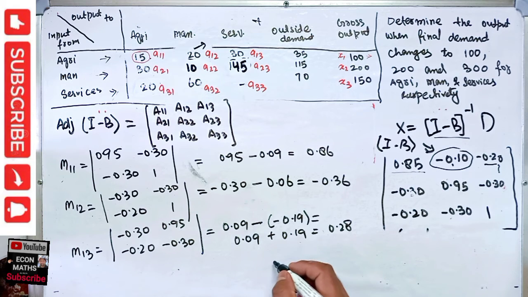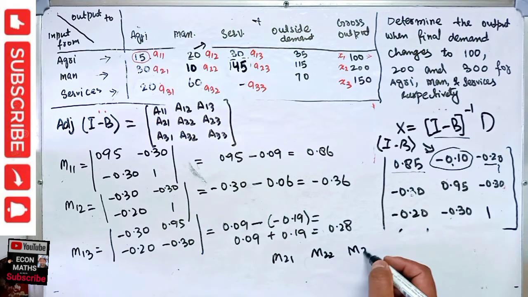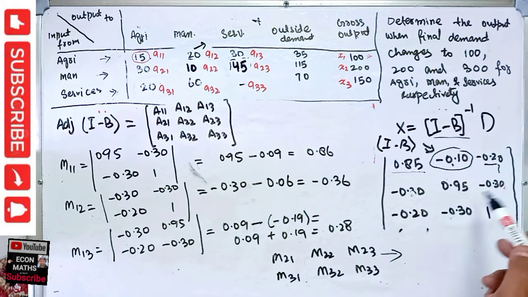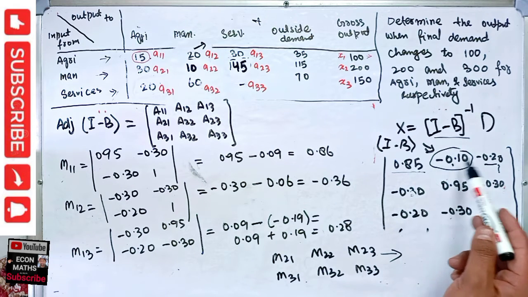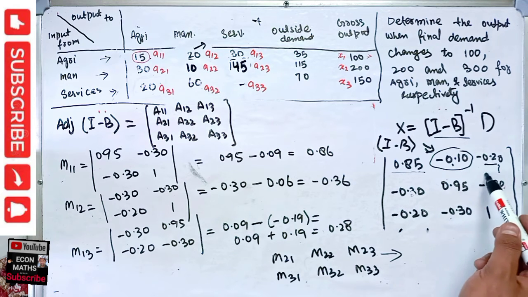Similarly we have to find M21, M22, M23, and M31, M32, and M33. I will not be able to show all these. You can easily understand how we find them. Let us say we have to find M23. This is M11, M12, M13, M21, M22, M23 would be this very element.